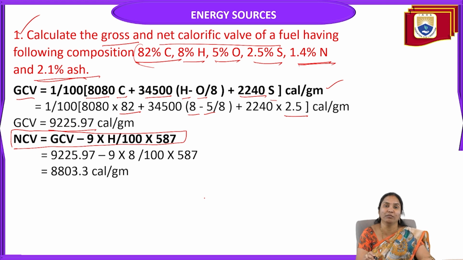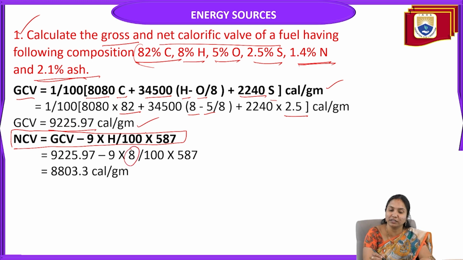This is the basic formula. Here the GCV value is what we just calculated already, 9225.97, minus 9 into the hydrogen percentage present in this fuel, which is 8. So we can substitute in this formula that the hydrogen percentage present in the fuel is 8, divided by 100, into 587.